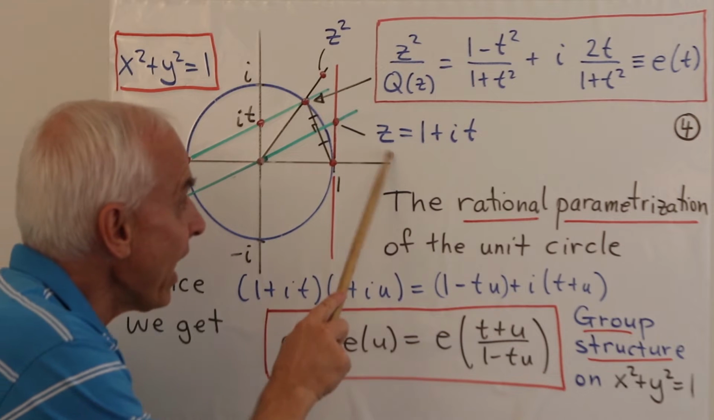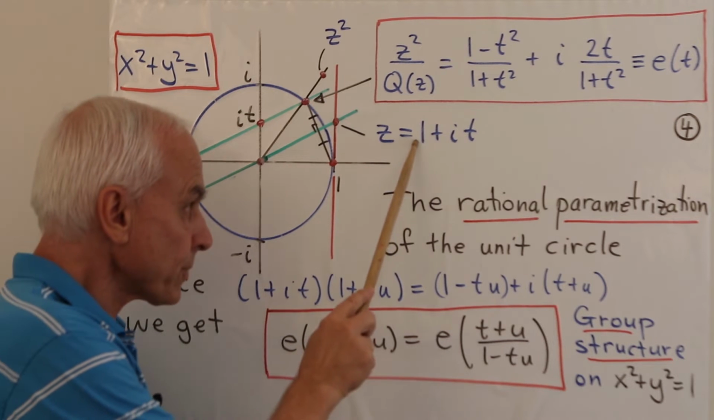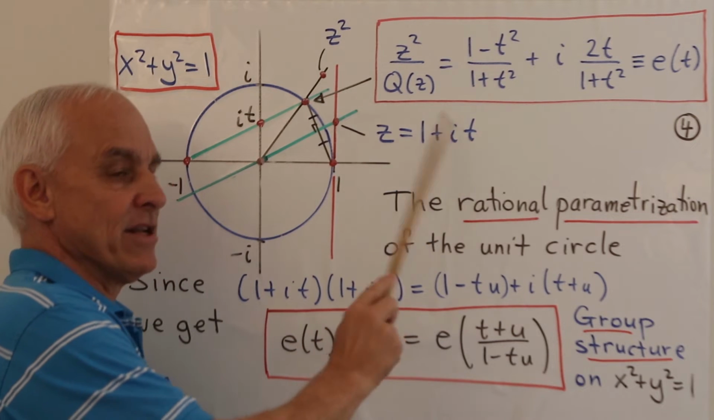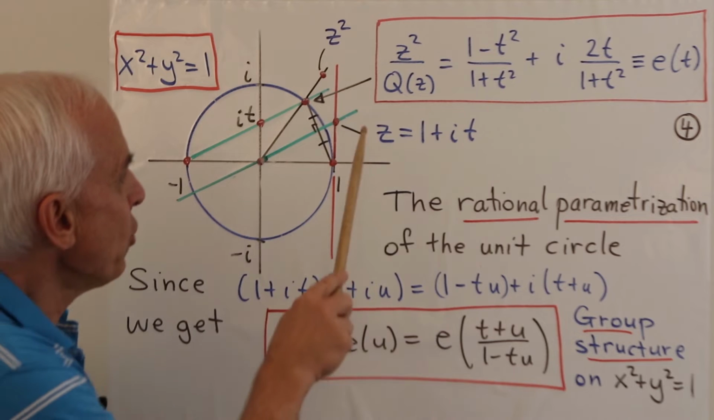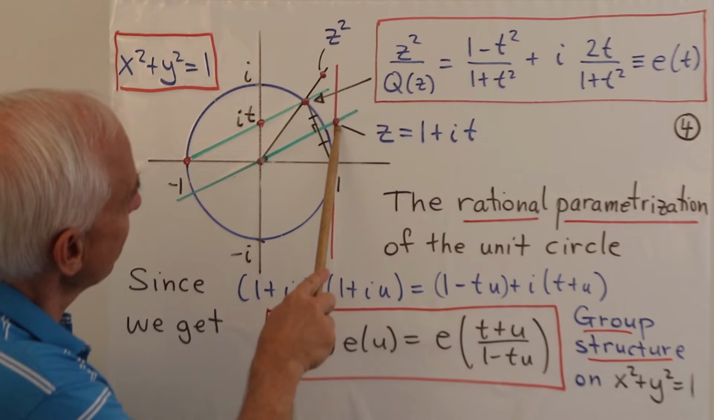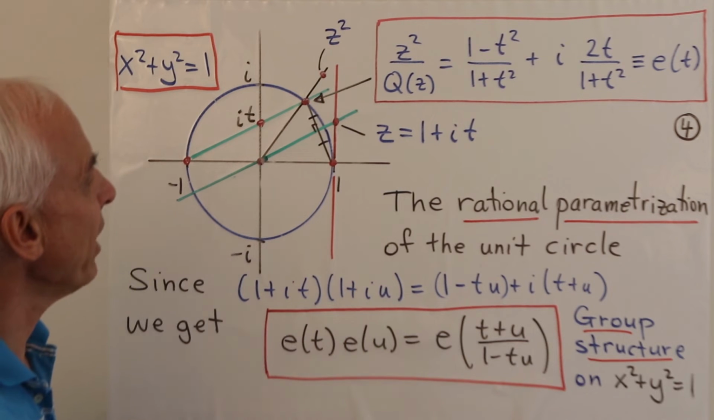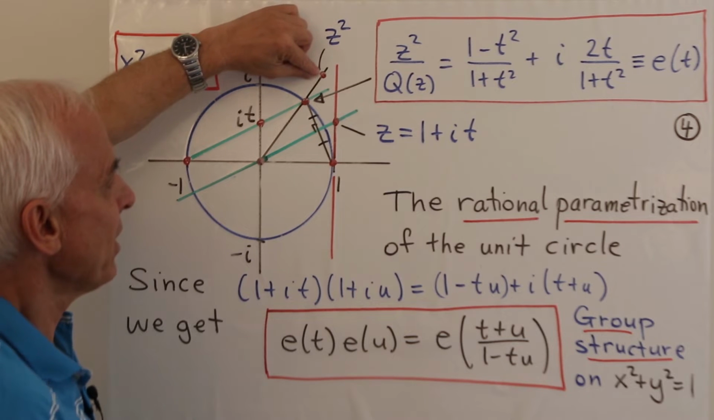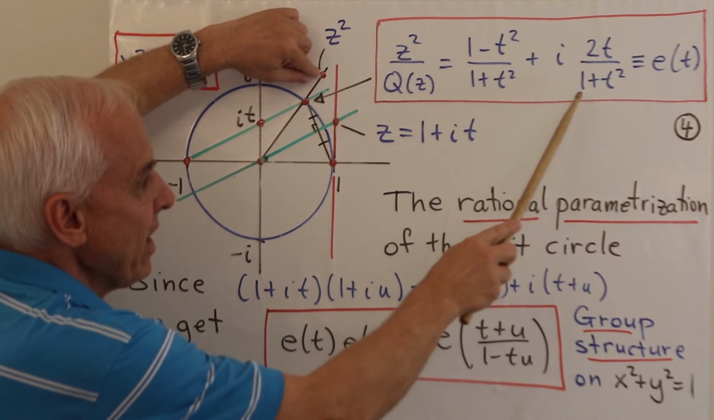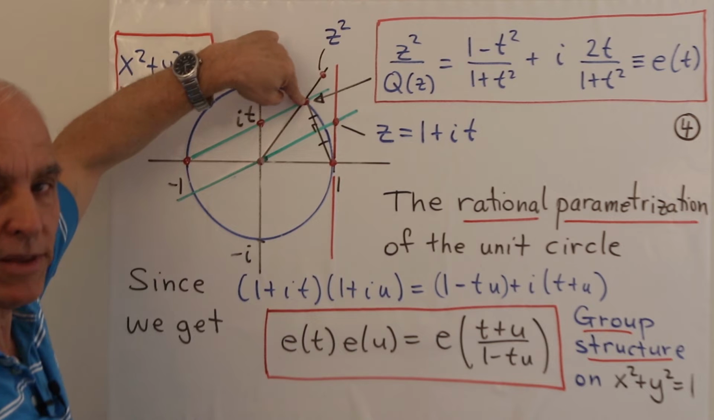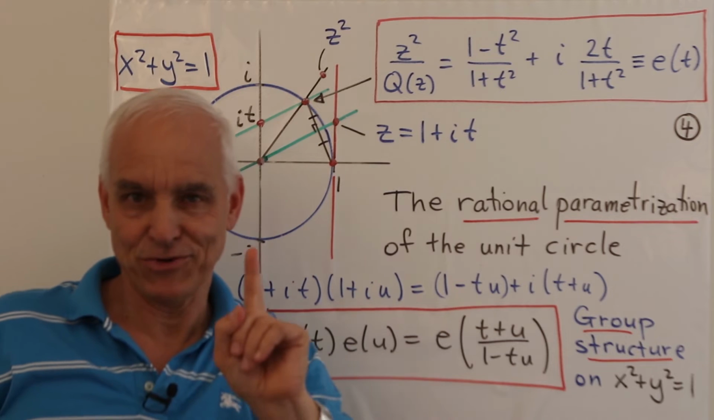Now, if we take z and we square it, in the sense of complex numbers, what are we going to get? We're going to get 1 squared minus t squared plus i times 2t. Geometrically, that's going to be up here somewhere in this situation. So there's z squared, another point in the plane. If we normalize that by dividing by the quadrance of z, which is 1 plus t squared, then it turns out that we get exactly the point that we started with over here. So that's another way of describing the rational parameterization of the circle.